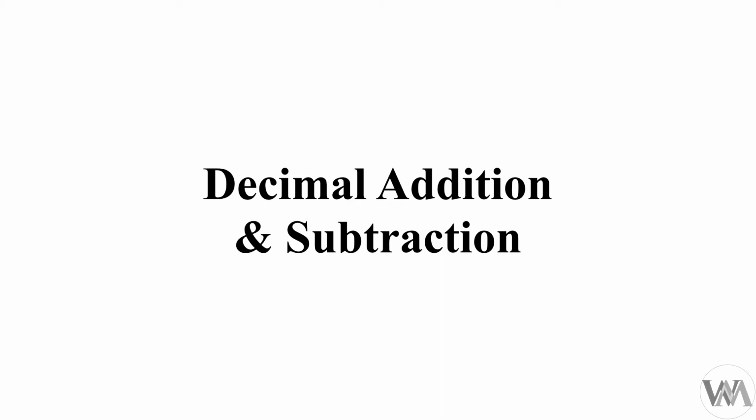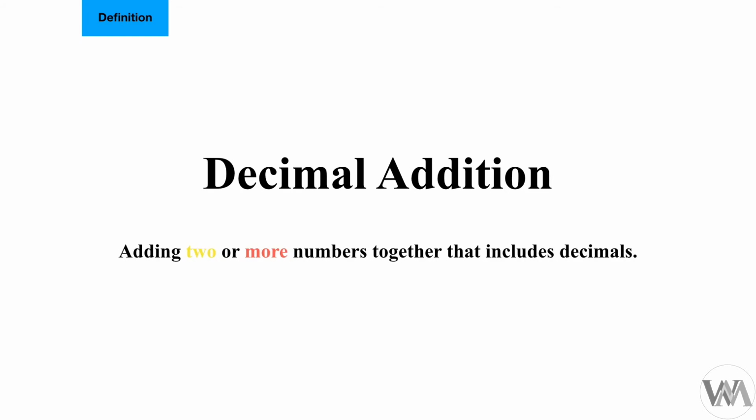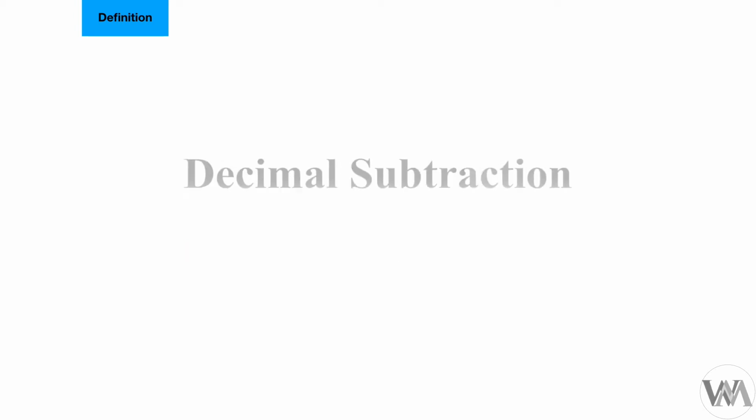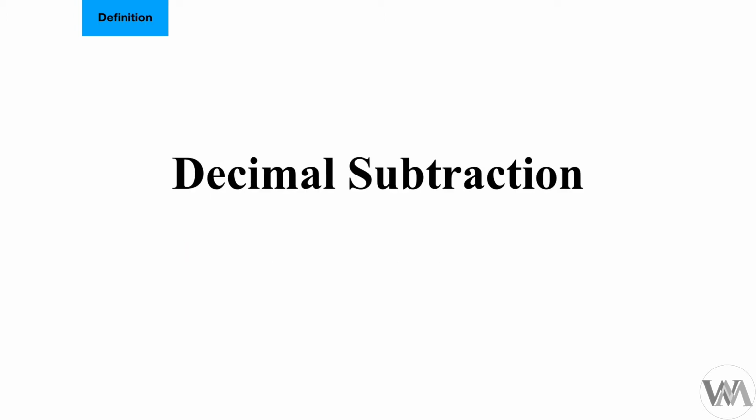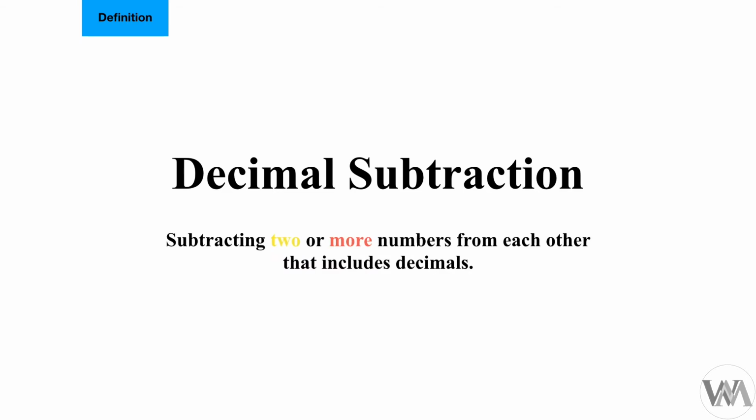So let's quickly have a look, see what is the definition of decimal addition. Decimal addition tells us that it is the adding of two or more numbers together that includes decimals. And the same for decimal subtraction. Decimal subtraction is the subtracting of two or more numbers from each other that includes decimals. Now, for the purpose of this tutorial, we'll be using column addition and subtraction, but then again using decimal numbers as well.